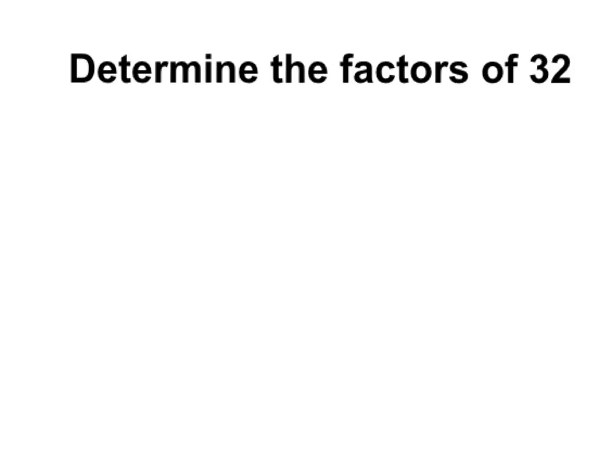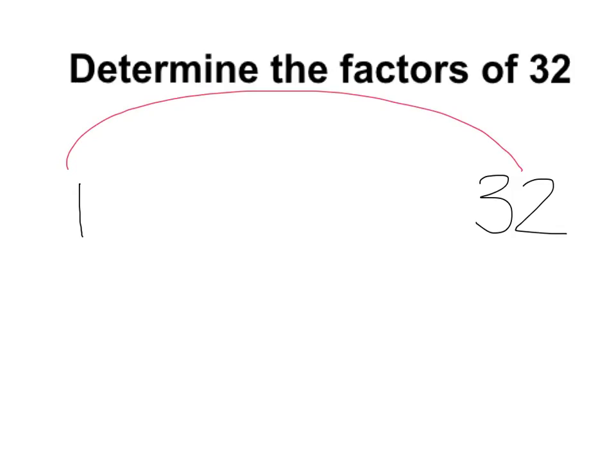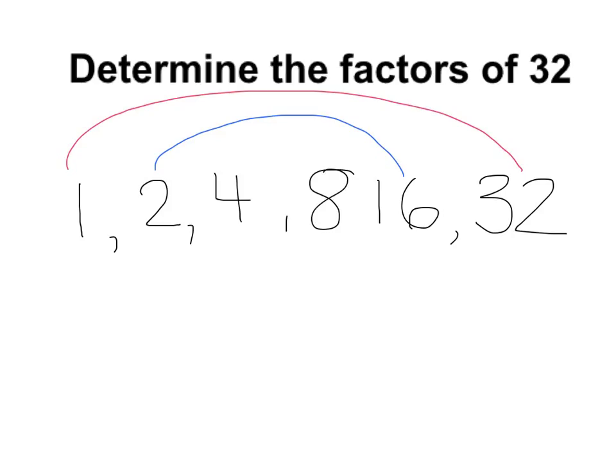Another way we can determine factors of numbers is to start listing them in order right away and think about it like a rainbow with each pair of factors connected together. So thinking about numbers that would multiply to give me 32, I have 1 and 32, and those would be connected together. I have 2 and 16 that would multiply together to give me 32. And lastly, 4 times 8 would give me 32. And those would be connected together as well. And we already now have all the factors of 32 listed in order from least to greatest.